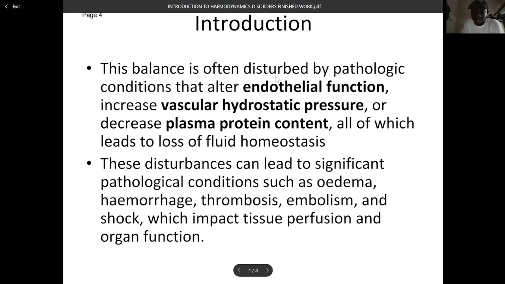endothelial function, vascular hydrostatic pressure, plasma protein content, a distortion of any of these things will lead to a loss of fluid homeostasis, right? Yeah, it will lead to loss of fluid homeostasis. Now, by the time we go further into the playlist, you will understand this concept better. Now, this disturbance can lead to significant pathological conditions such as edema, hemorrhage.